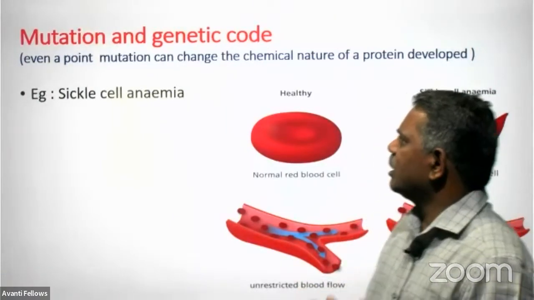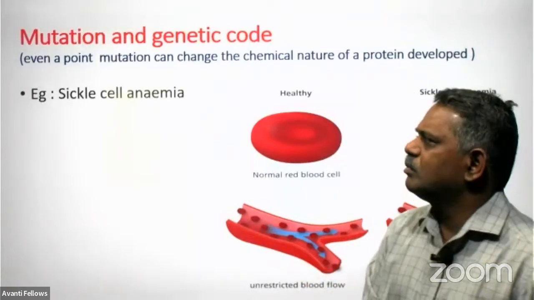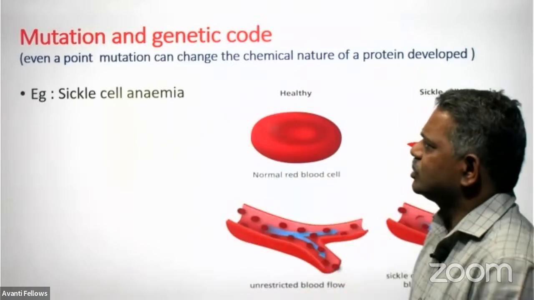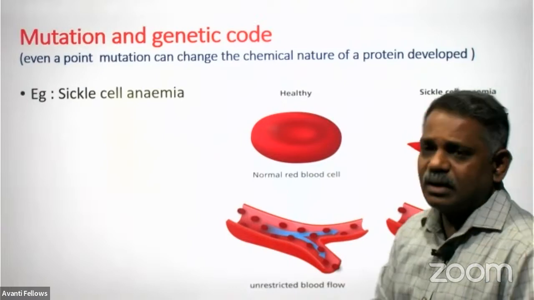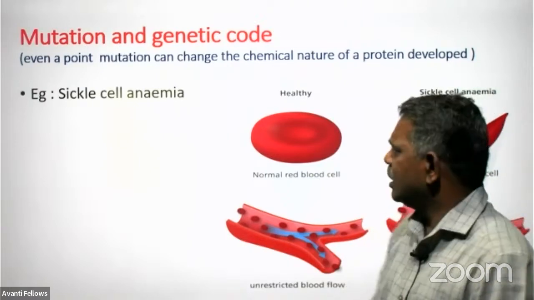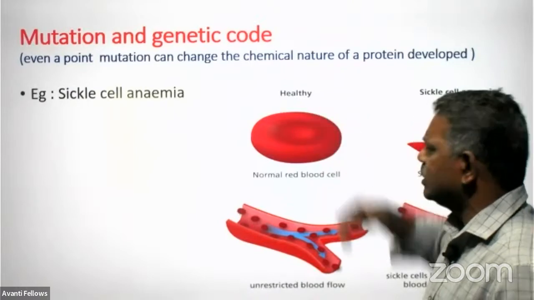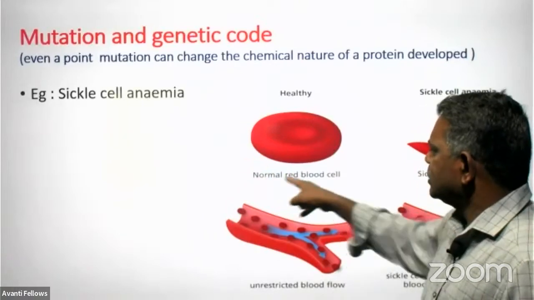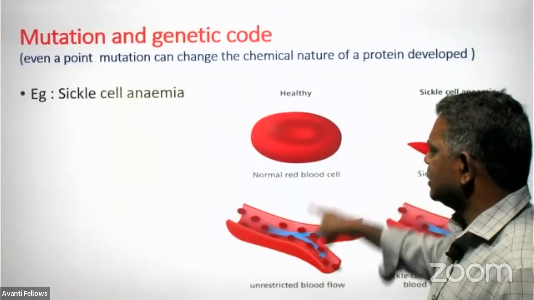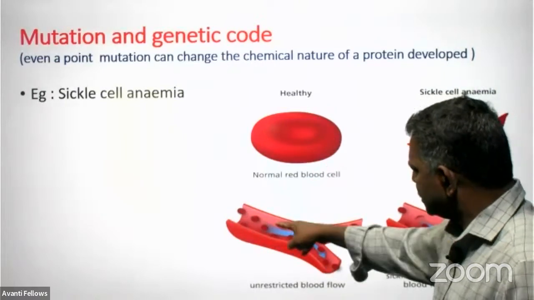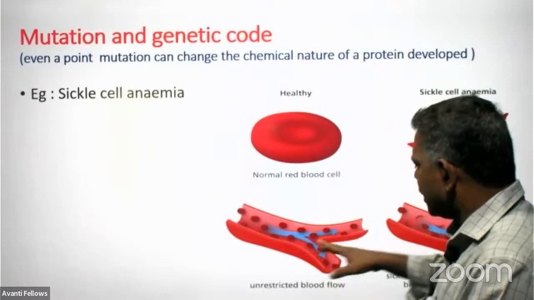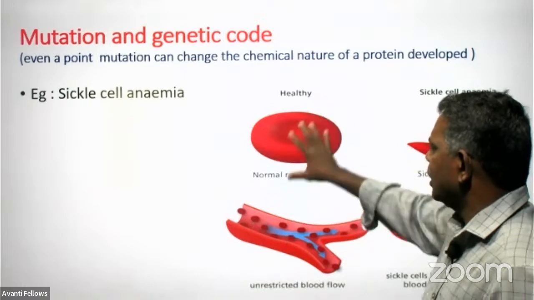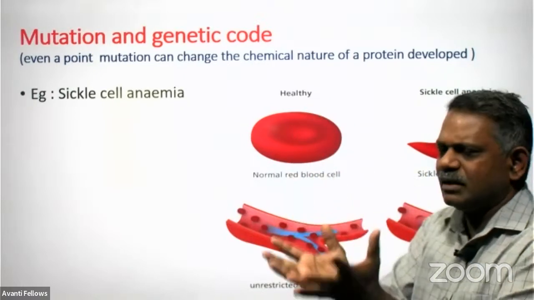Even that point mutation can also change the chemical nature of the protein produced. Sickle cell anemia is a very good example of a point mutation producing a totally different protein. This is a healthy normal RBC. See the shape and its structure. It is a normal red blood cell, and it can flow through the blood vessel without any kind of block, unrestricted blood flow, provided these healthy normal red blood cells. The shape is like that only.